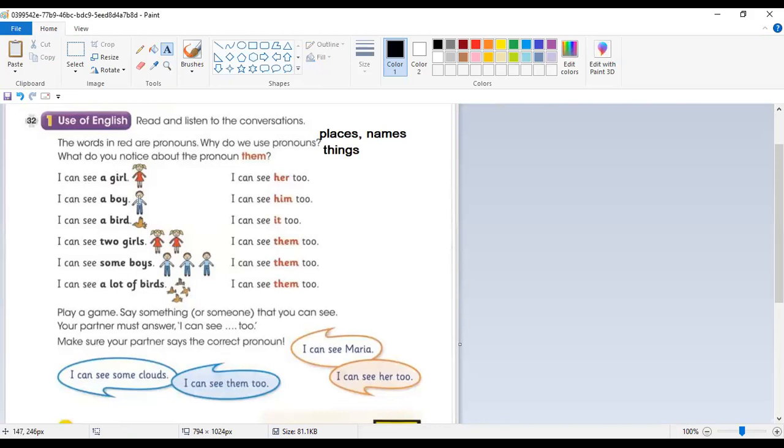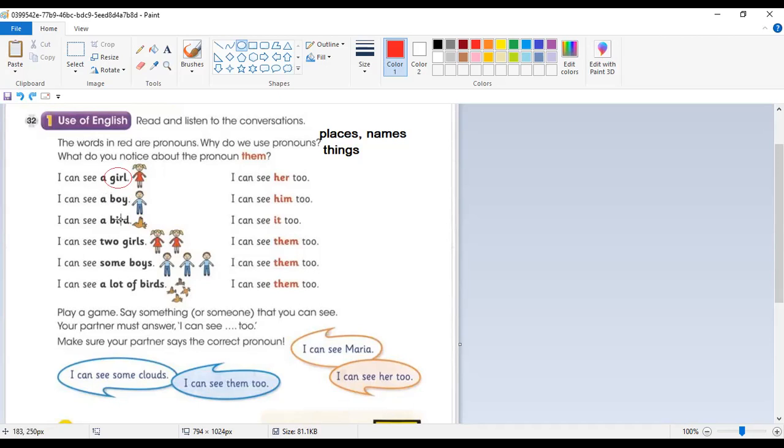I can see a girl. I can see her. So instead of using girl again, we use what? Her. So you can circle this one. So why do we use her here in the place of a girl? I can see a boy. So instead of boy, we used him. I can see a bird. Okay, now bird is what? It. For bird, we use it. This is why we use it here.